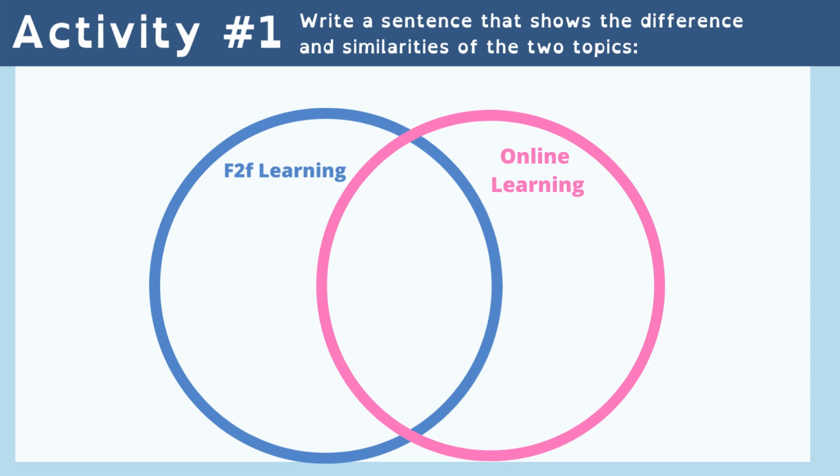So the circles show their differences. This is the part where you're going to write the differences in their characteristics. Now, if you notice, on the middle part, there is an overlapping part. In this overlapping part, you're going to write the similarities between face-to-face learning and online learning.